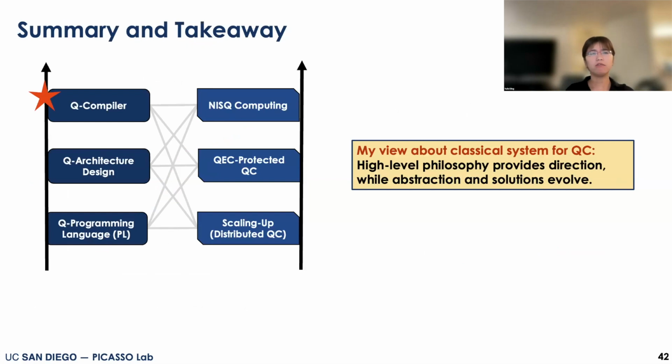Here is a summary and high-level takeaway. Even though our work emphasizes the compiler part, a similar philosophy can be applied to architecture design and programming languages, which are the other important research topics in our group. Generally speaking, even if you are not already working in the quantum computing world, your classical expertise could help you survive here. A lot of high-level philosophy really provides a direction. Following the key philosophies you have learned in classical computing will be very helpful.